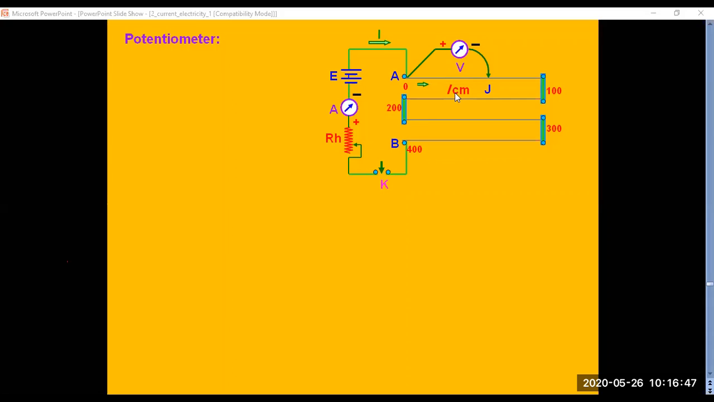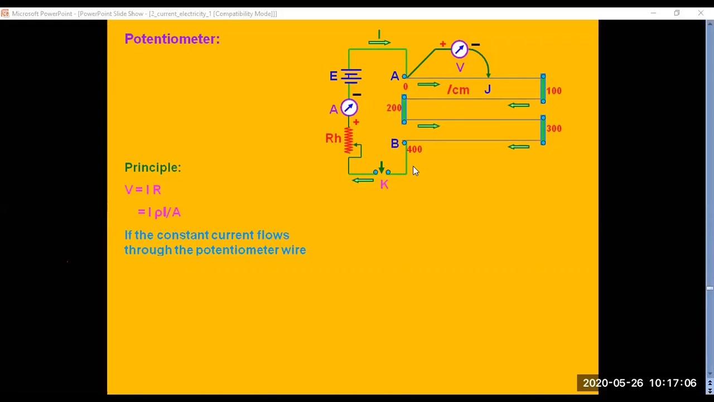And you can see how current is going to flow. It will start from the positive, from A move towards 100, from there move to 200, from here to 300, back again to 400. From your plug key, it can go up. So this is the direction of the flow of your current.